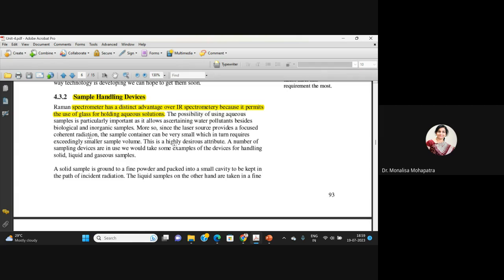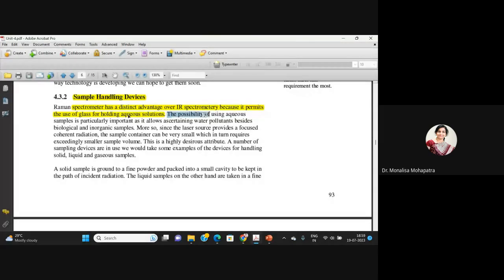In many universities or many places, you won't find an IR spectrophotometer or NMR spectrophotometer much. They will be in selective places. But UV-visible you will find in many places. So cost factor is also a factor over there. Here you can use the glass holding aqueous solution. That is the best part.